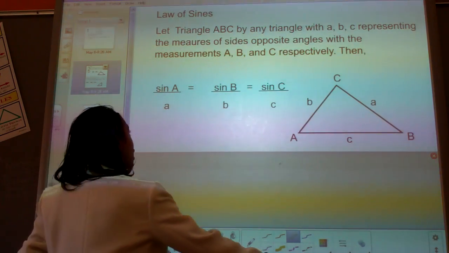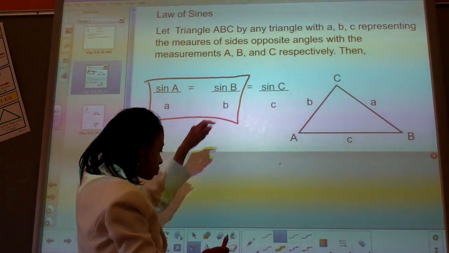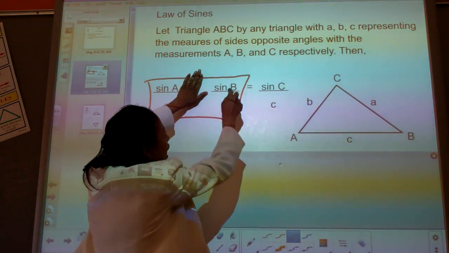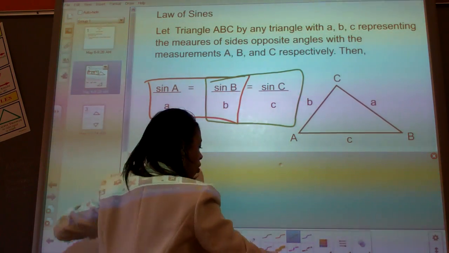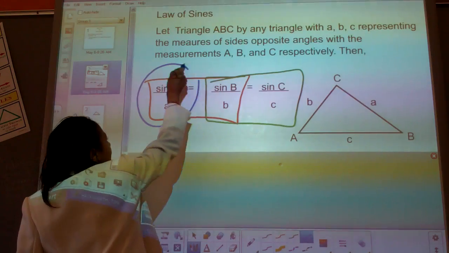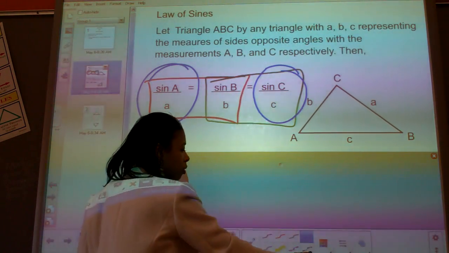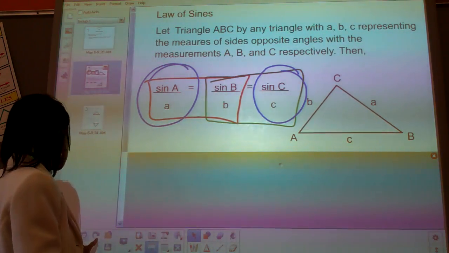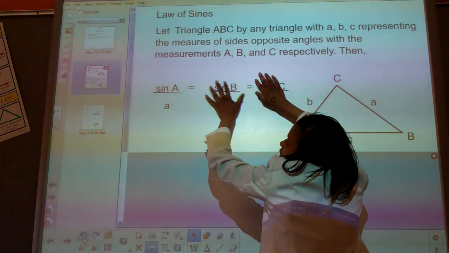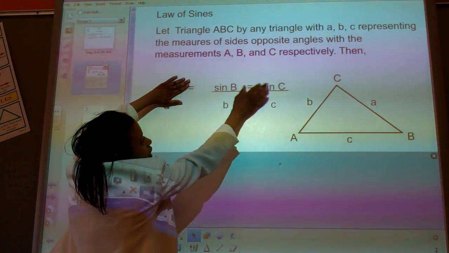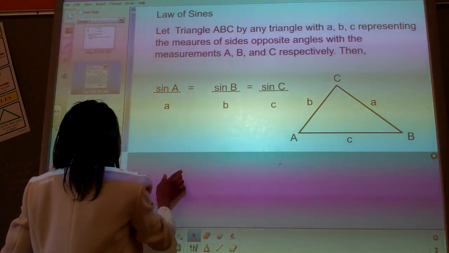Let's do that again. I compare sine A over a equal to sine B over b. And I'm using different colors. I can compare sine B over b equal to sine C over c. Or I can compare sine A over a equal to sine C over c. There's a lot going on here, so just rewind if that went too fast. You always try to compare 2 things at a time. I might compare these 2, I might compare these 2, or I might compare sine A and sine C together with one another. Let's look at an example here.